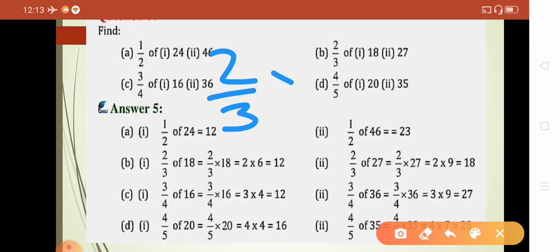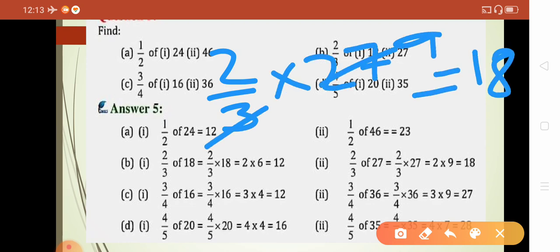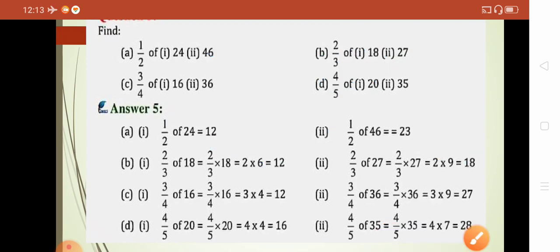And 2 by 3 of 27: 3 9s are 27, 9 2s are 18. So the answers are 12 and 18. In this way you will solve this. Try to solve the left out parts by yourself.